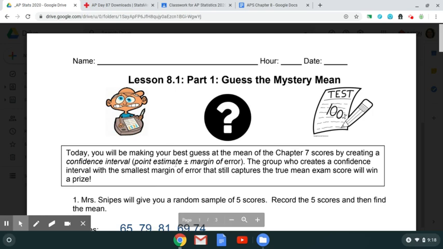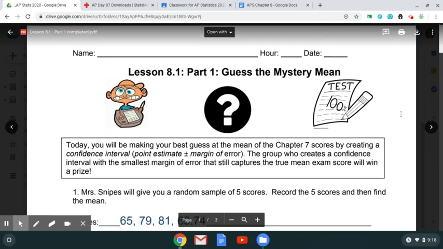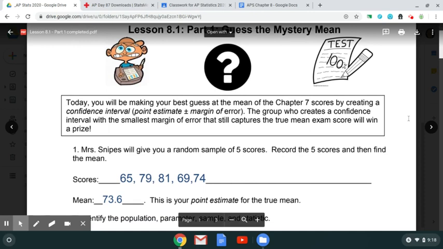We're going to take the point estimate and we're going to add and subtract what's called the margin of error. To show you how this works, I have given all of us a random sample of 5 scores. I did a random number generator and I got 5 of your chapter 6 test scores, and here they are. I calculated 73.6 as the mean. In our confidence interval, this is what's going to be called the point estimate for the true mean.